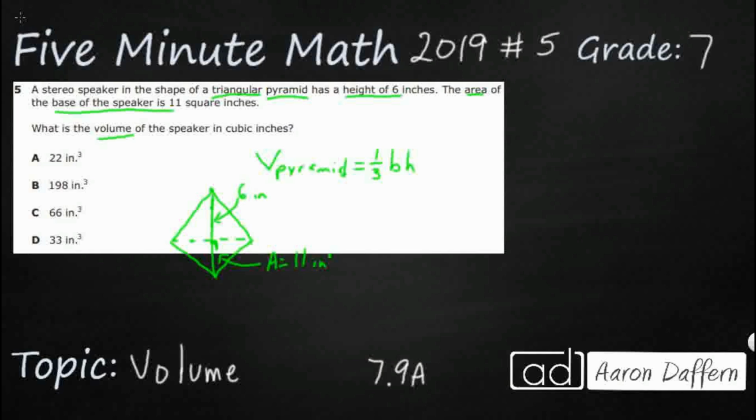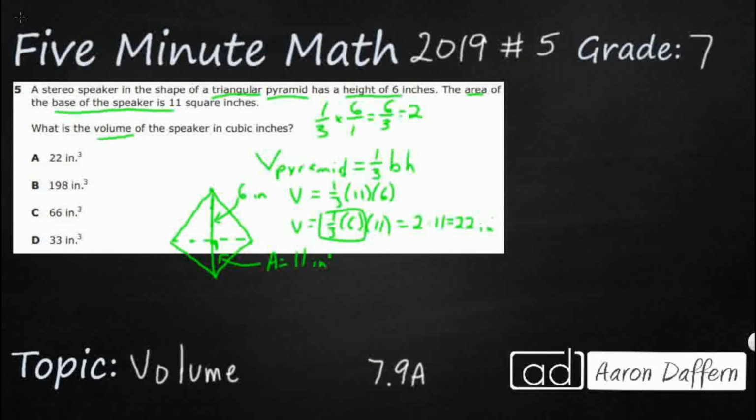So they've given you everything that you need, right? Volume of a pyramid equals 1/3, base 11, height 6. So I'm going to use the commutative property and reorder these. I want to do 1/3 times 6 times 11, simply because I want to simplify the 1/3 and the 6. So watch this. 1/3 times 6, which is 6 over 1, means 6 divided by 3. So that's 2. Literally 2 times 11, 22 inches cubed. So that's my answer.